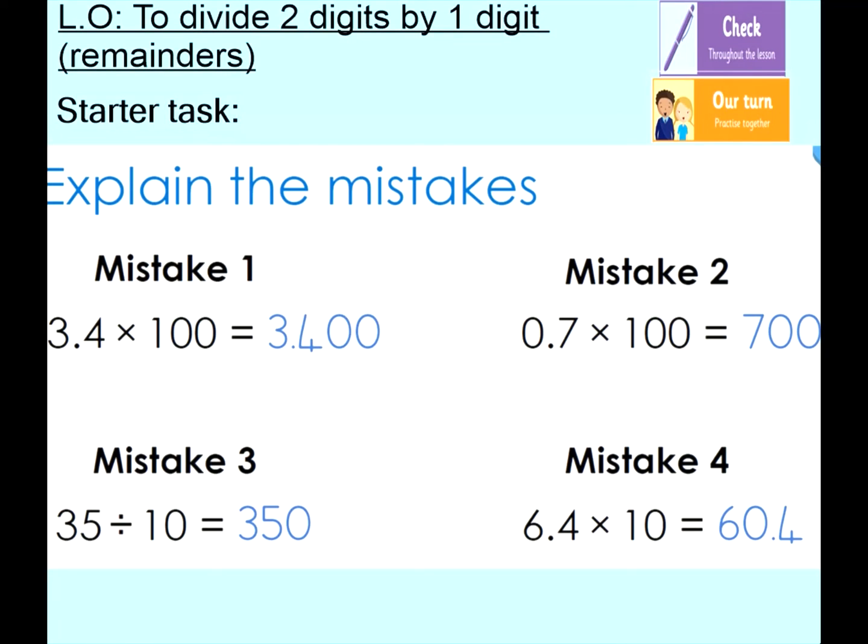Your starter task for today's lesson is to explain the mistakes. Now we know they've made 4 mistakes, but I'd like you to explain why and where they have made a mistake. Now, if you think back to when we were in school, we looked at multiplying by 10, 100 and 1,000. We also looked at dividing by 10, 100 and 1,000. So pause the video now and write down the mistakes that you think this person has made.